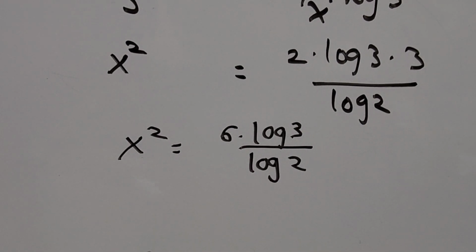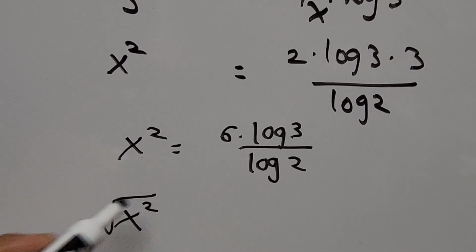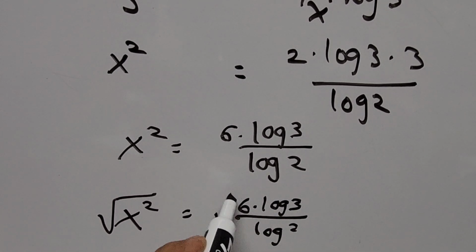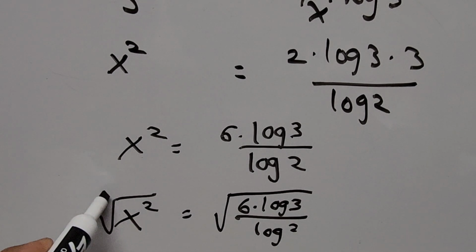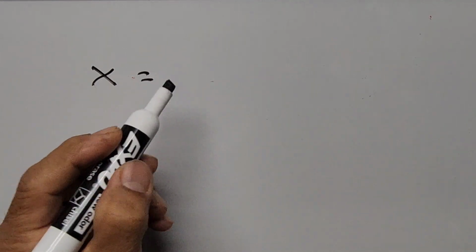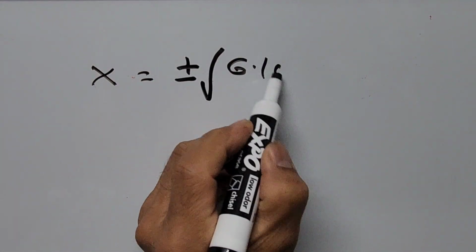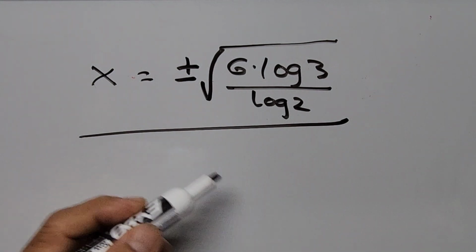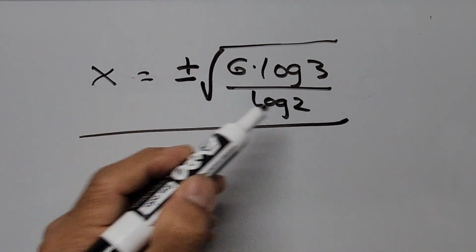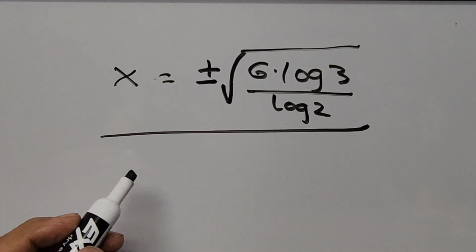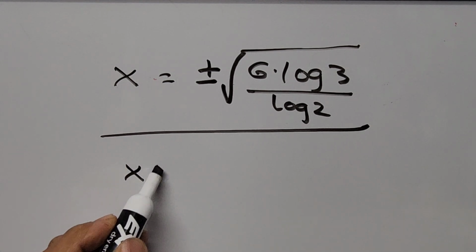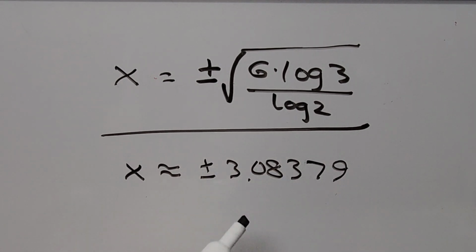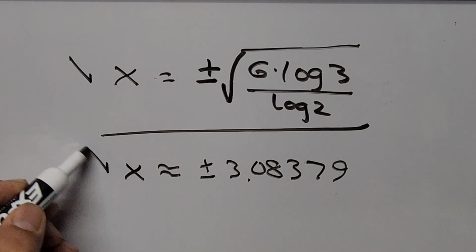So solving for x, we take the square root of both sides of the equation, right? So it's square root of x squared, and the right hand side is square root of 6 times log of 3 divided by log of 2. And here the radical sign and square cancel. So now we have x is equal to positive negative square root of 6 times log of 3 over log of 2. So this is now our answer. We have two answers, positive negative, the square root of 6 log of 3 over log of 2. And from here we can find the value in numerical form. If we use our calculator, it's approximately equal to positive negative 3.08379. So we have here the exact value of x, and this is the approximate value of x.